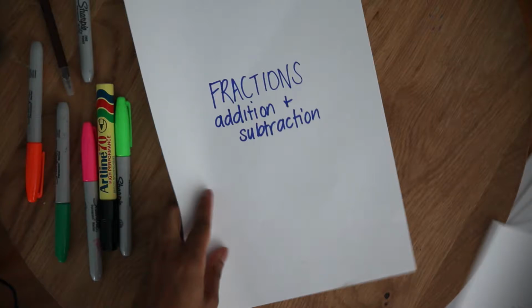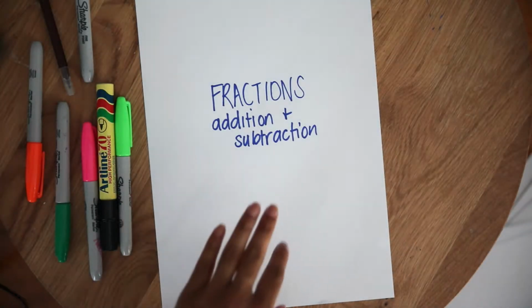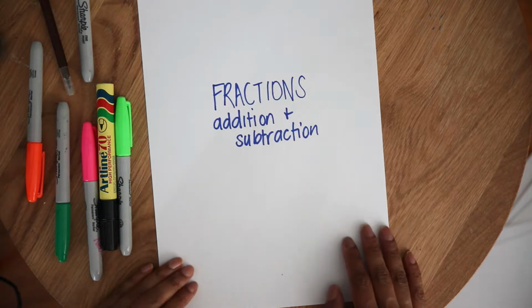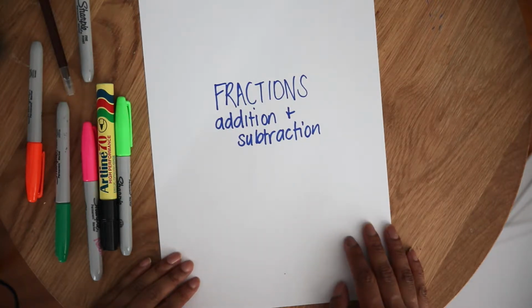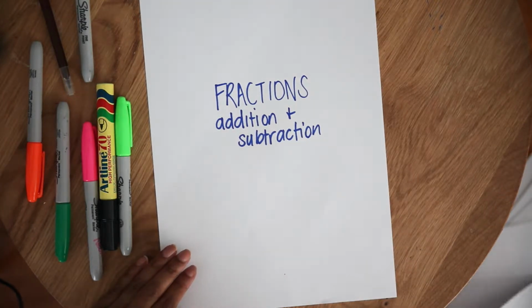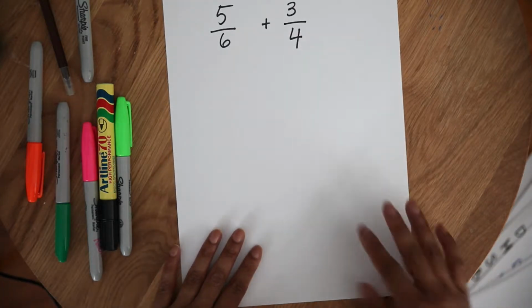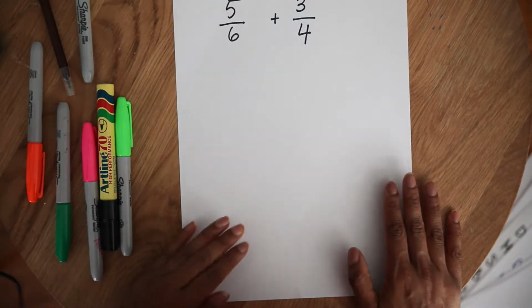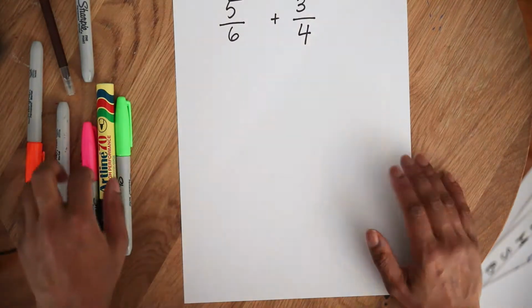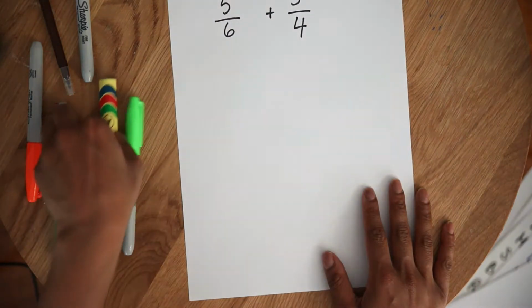Today we're going to be looking at fractions. In particular, we're going to be looking at a strategy to be able to add and subtract fractions with different denominators. So our first example is to look at an addition sum. I'm going to provide you with a strategy to be able to do this and to reduce errors.